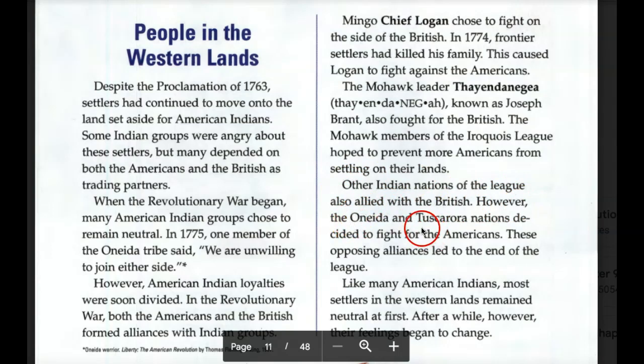However, the Oneida and Tuscarora nations decided to fight for the Americans. These opposing alliances led to the end of the League, the Iroquois League.